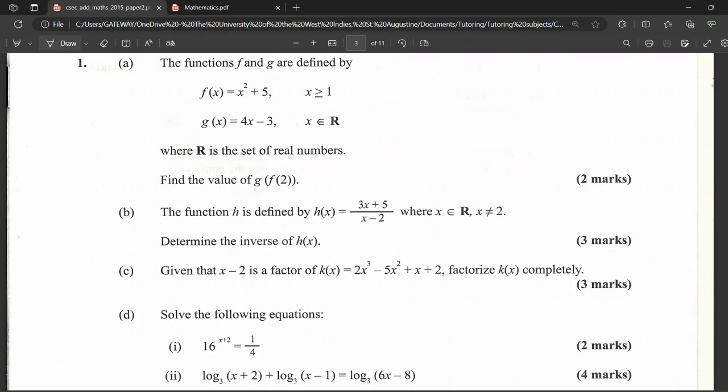So question 1, let's say the functions f and g are defined by f of x is x squared plus 5, where x must be greater than or equal to 1, and g of x is equal to 4x minus 3, where x is a real number. Right, so find the value of g of f of 2. So we have space for that here. This is 2015.